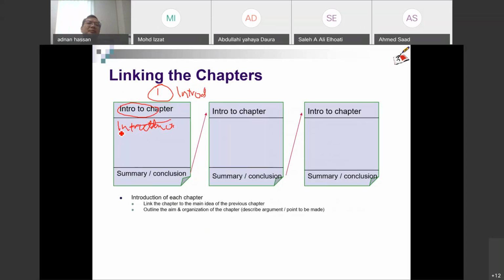Not proper. You introduce what you want to introduce. You want to introduce the introduction? No need. You can go directly to the background of study. Background of study.